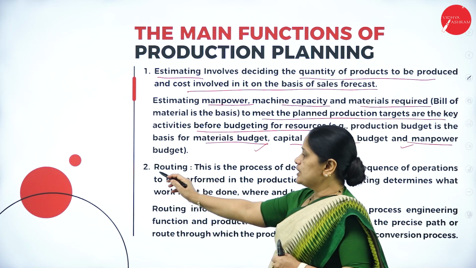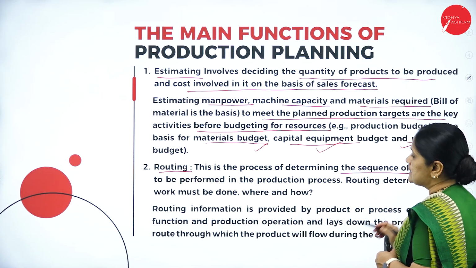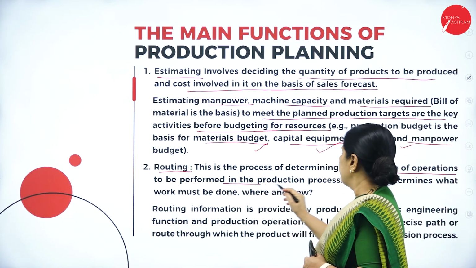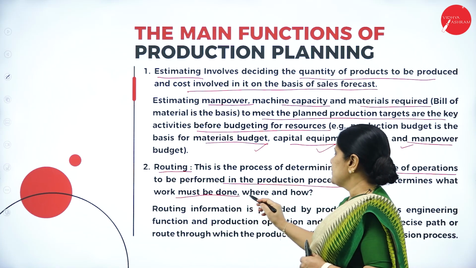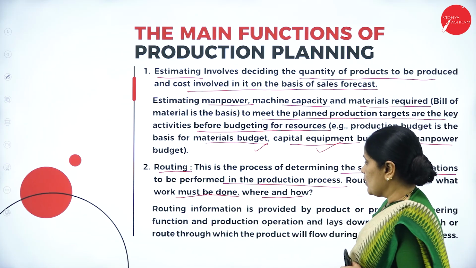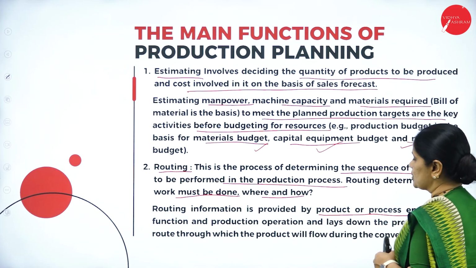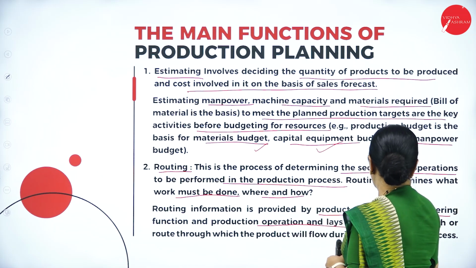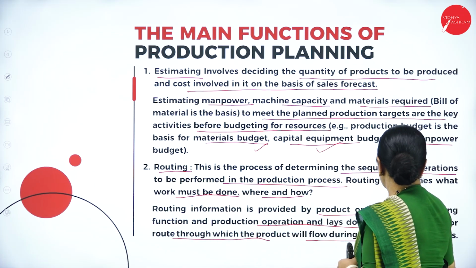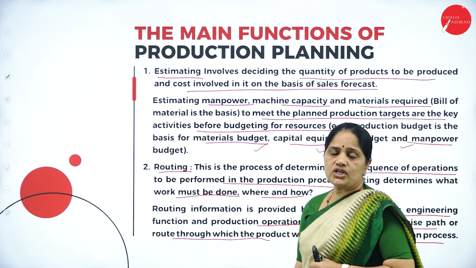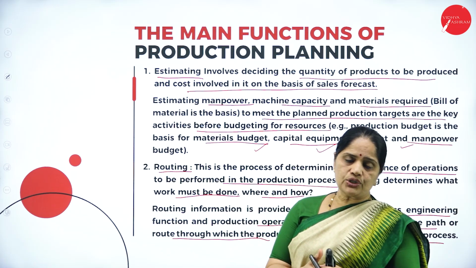The next function is the routing function. It is the process of determining the sequence of operations to be performed in the production process. So it decides what work must be done where and how. So it is provided by product or process engineering function and production operation and lays down the precise path or route through which the product will flow during the conversion process. So the production involves conversion of raw material into finished goods.